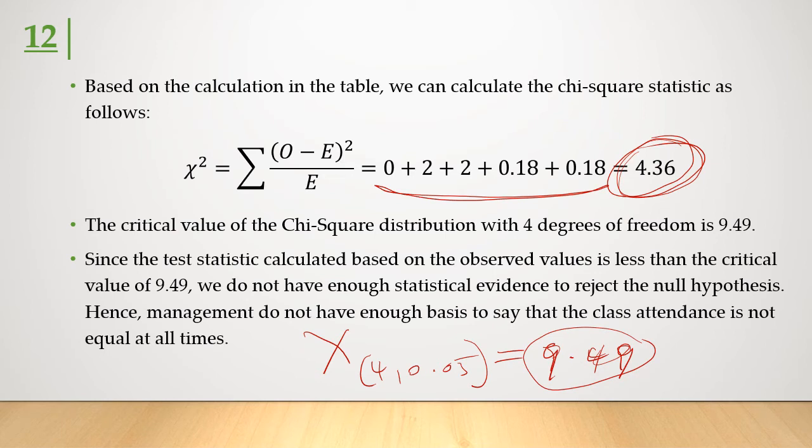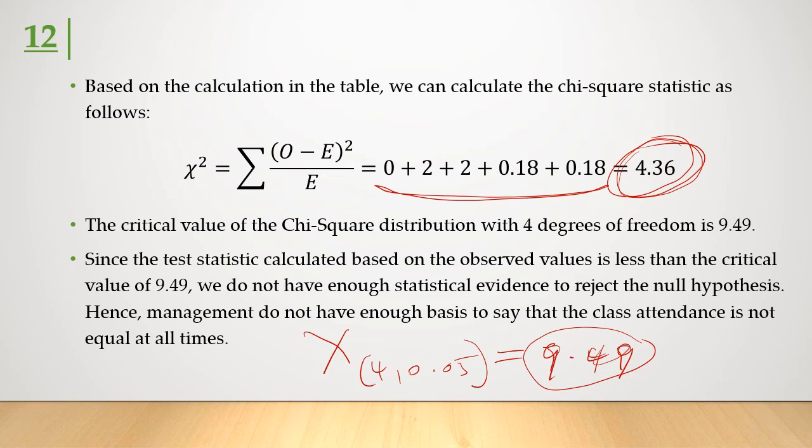If what we have calculated is less than what we read from the table, then we do not have enough evidence to reject the null hypothesis. However, if that value were to be greater than what we read from the table, then we have enough evidence to reject the null hypothesis.